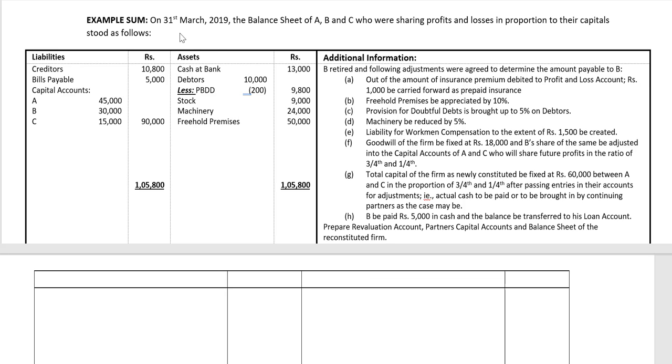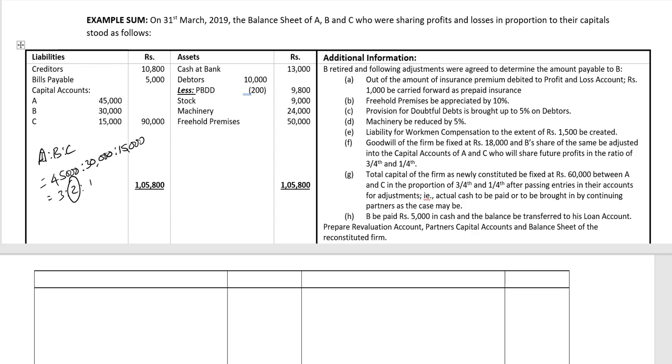Now the first sentence says the balance sheet of A, B and C is given, who were sharing profits and losses in proportion to their capitals. So to get the profit sharing ratio between A, B and C, it's equal to 45,000 is to 30,000 is to 15,000. Dividing throughout by 15,000, this is equal to 3:2:1. And the partner who's retiring is partner B.